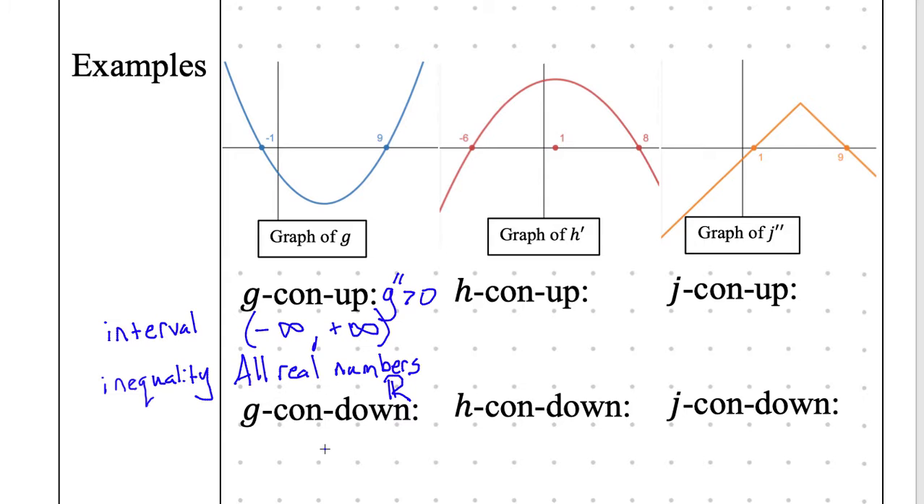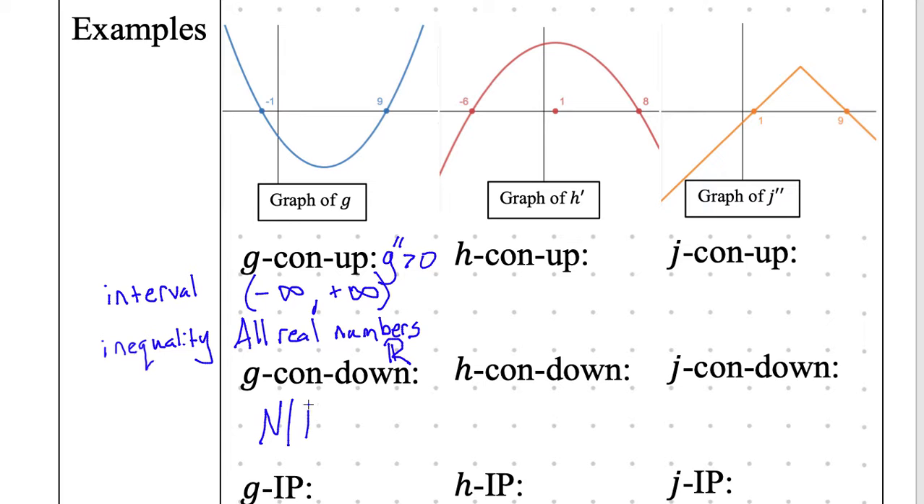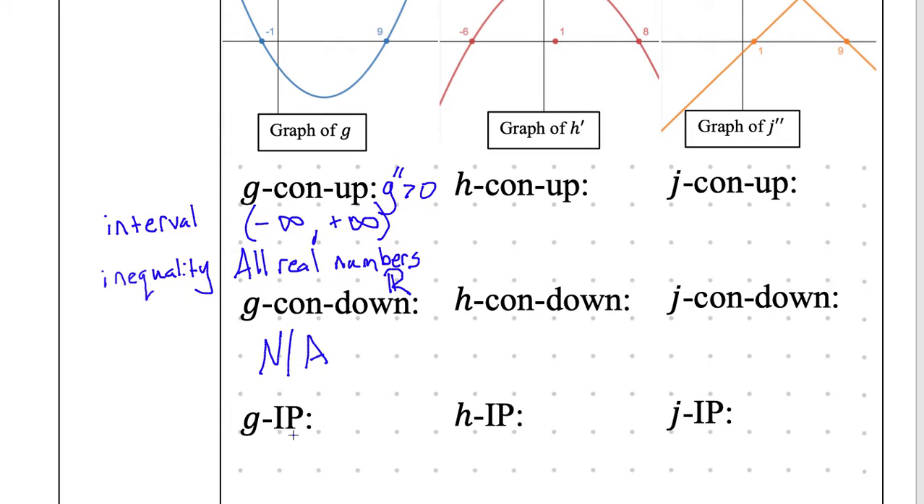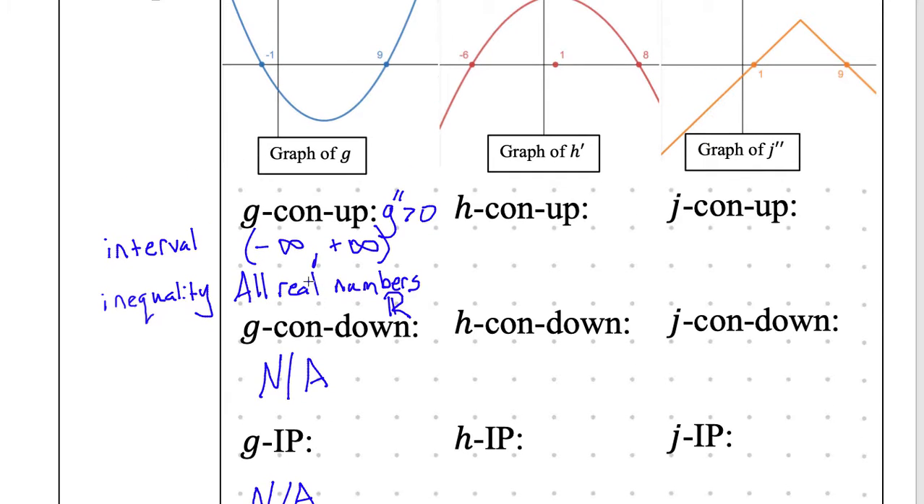All right. Where is my graph of G concave down? Nowhere. So I'm going to say not applicable, NA. Can't do that one. What about an inflection point? It doesn't exist, so again, it's not applicable because we don't have any change of concavity. If you never have both concave up and concave down, you don't have an inflection point. All right, so far so good.